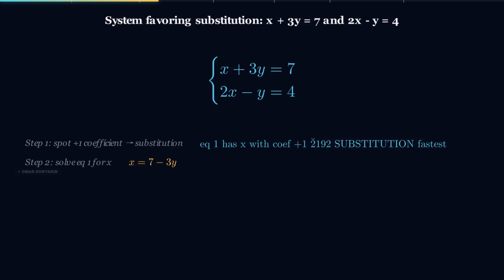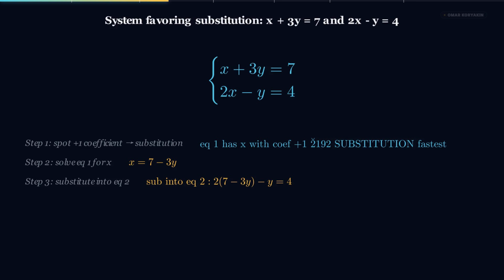2 times the quantity 7 minus 3y, minus y equals 4. Distribute: 14 minus 6y minus y equals 4. Combine like terms: 14 minus 7y equals 4. Step 3. Solve for y. Subtract 14 from both sides. Minus 7y equals minus 10. Divide by minus 7: y equals 10 over 7.